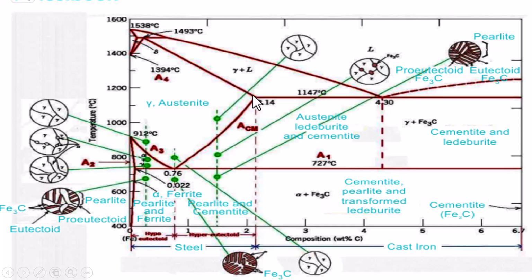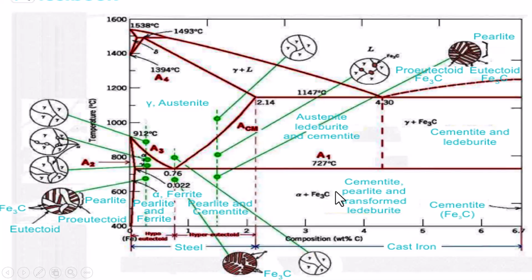Up to 2.14% of carbon is considered steel, and above 2.14% we take it as cast iron. Cast iron goes up to 6.7% as the maximum range, but in applications we are not taking up to this range. We are taking only around 4.30% or that range for cast iron. For casting purposes, we rarely go beyond 6.